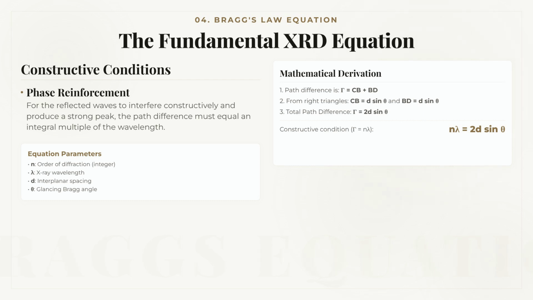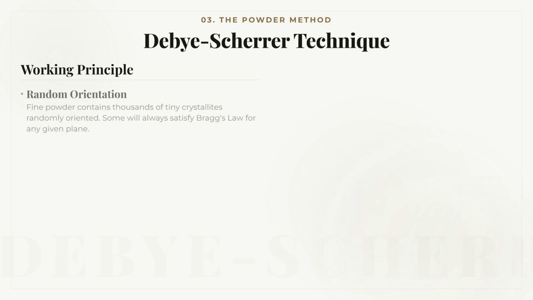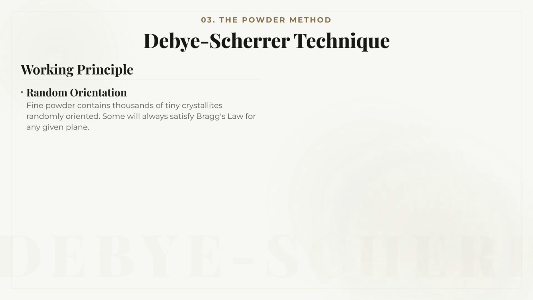Now, let us discuss an important experimental technique called the Debye-Scherrer powder method. In the early days of crystallography, diffraction experiments were performed using large single crystals. However, obtaining large defect-free crystals is often difficult. To overcome this problem, scientists developed the powder method. In this technique, the material is converted into a very fine powder and exposed to monochromatic X-rays. The powder contains thousands of tiny crystallites.